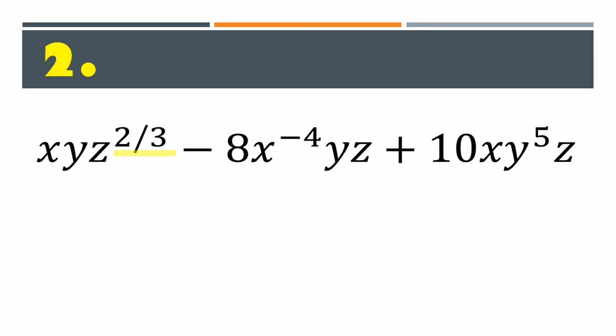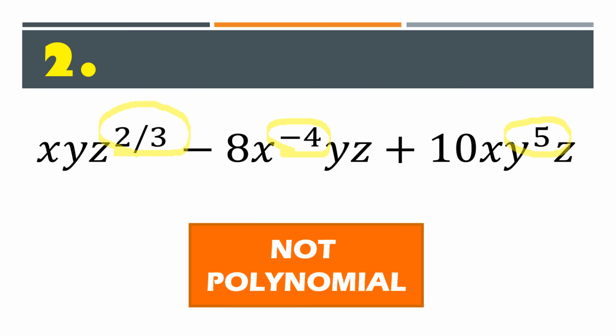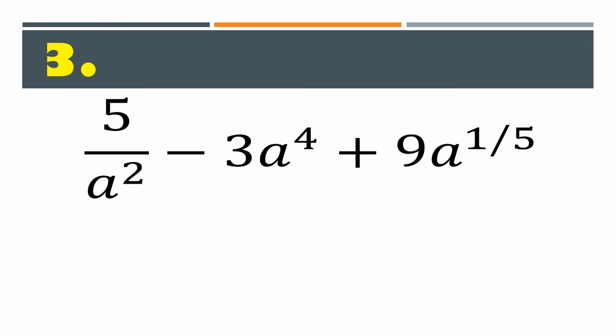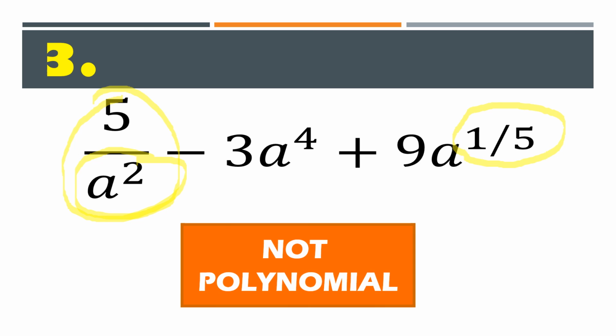Again, let us check their exponents. That's right. This is not a polynomial because it has a fraction and a negative exponent. This is just an algebraic expression, correct? Number 3, observe that this variable is in the denominator of a fraction, meaning to say the operation between the two is division. And on the right side, the exponent is a fraction. Therefore, this is not a polynomial.